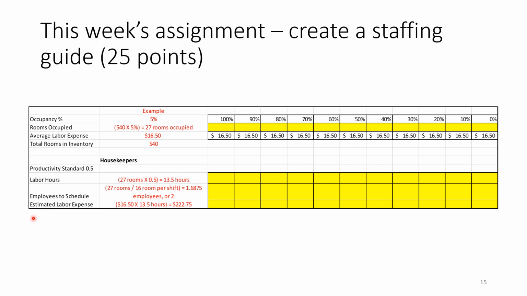And last, we are going to determine our estimated labor expense. So we take our average labor expense, which I've given you, which is $16.50, and we are going to multiply that by the number of hours that we need, so 13 and a half. And that gives us $222.75. So that's our estimated labor expense. We do not want to exceed that. And that will be used for budgetary purposes, and it'll be something that you'll have to refer back to. So you'll have to make sure that it gets calculated when you're working in the real world.